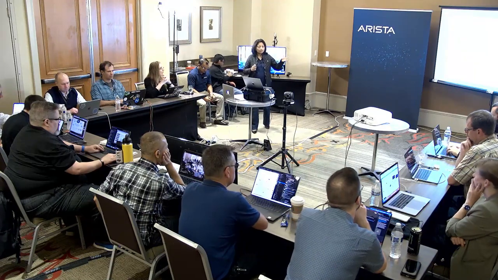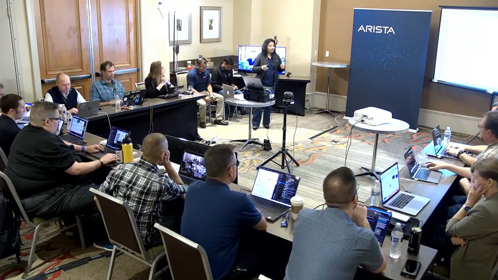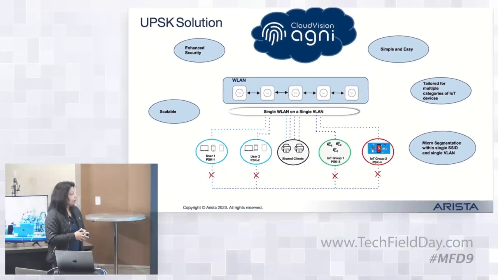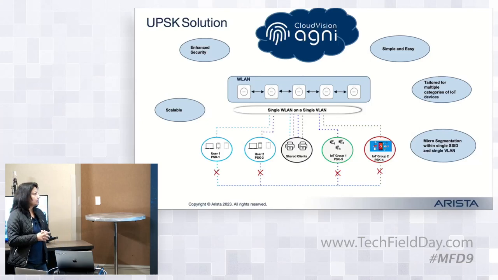So with Arista's UPSK and AGNI, a single SSID is used to connect all the BYOD clients, the IoT devices, and any generic wireless clients in the network. UPSK provides a unique PSK per user or a client group. A user can connect all his devices using his unique PSK, while a second user will need his or her unique PSK to connect all his or her own clients. So the users are all connected on the single SSID on a single VLAN, but we can still achieve micro-segmentation.